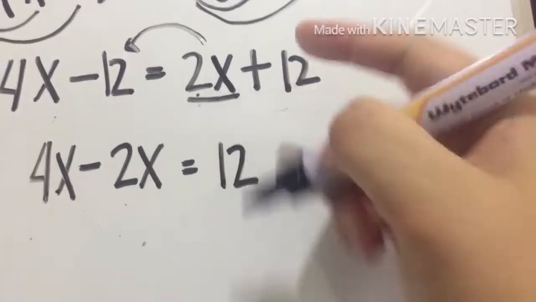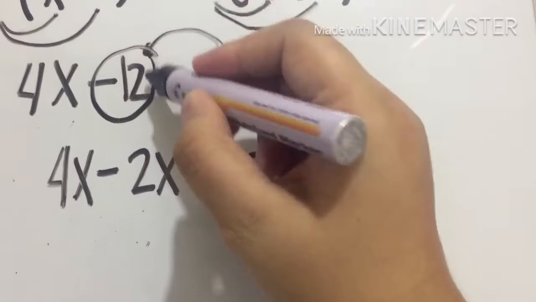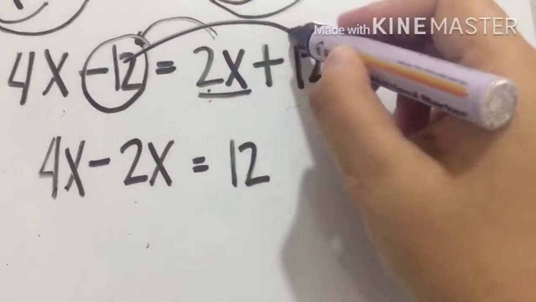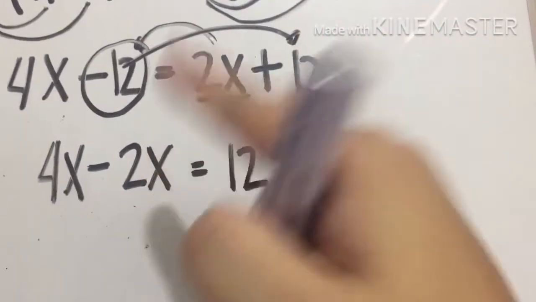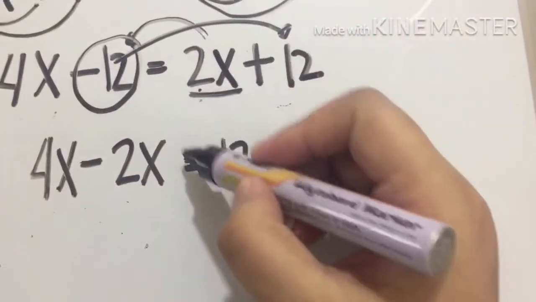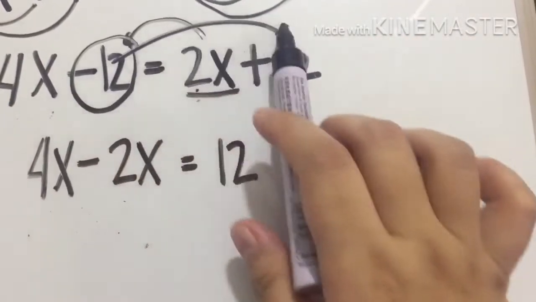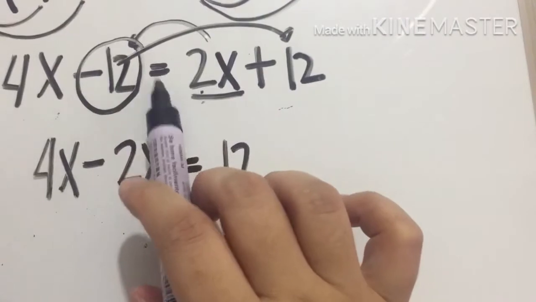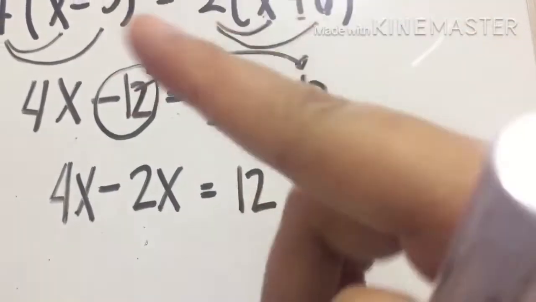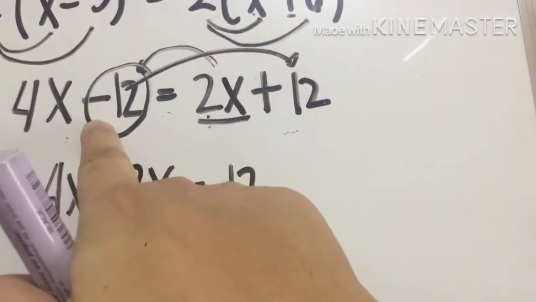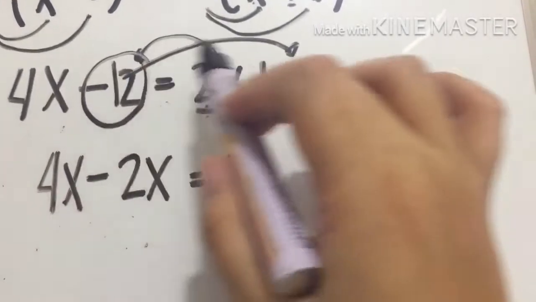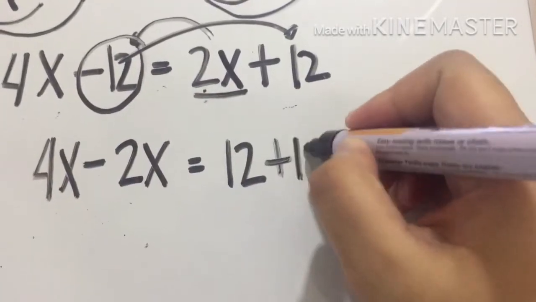Then we move the 12 here, and then this one is negative. So as we transpose this to the other side, it becomes negative. Alright? So again, dahil ito ay itinatawid natin dito sa equal sign na ito, so nag-change yung kanyang sign. Alright? So it becomes positive 12.